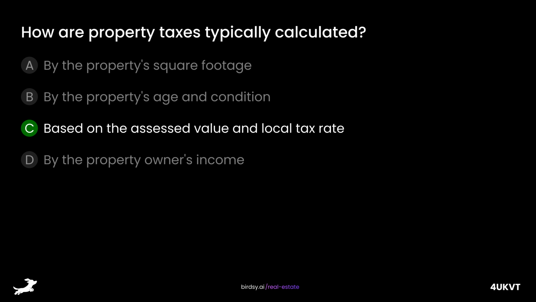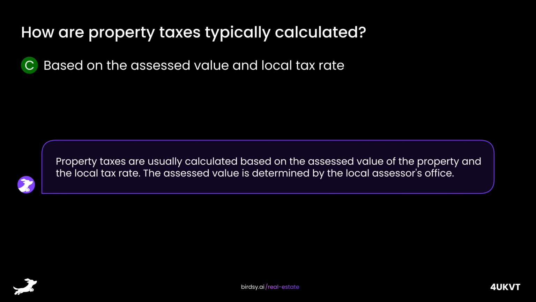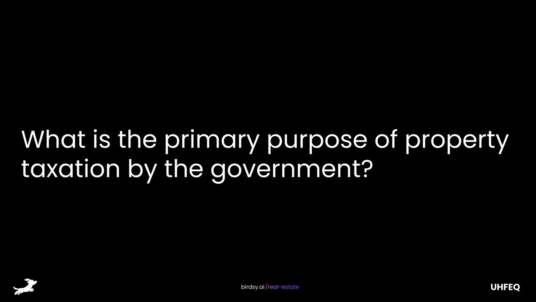The answer is C, based on the assessed value and local tax rate. Property taxes are usually calculated based on the assessed value of the property and the local tax rate. The assessed value is determined by the local assessor's office. What is the primary purpose of property taxation by the government?